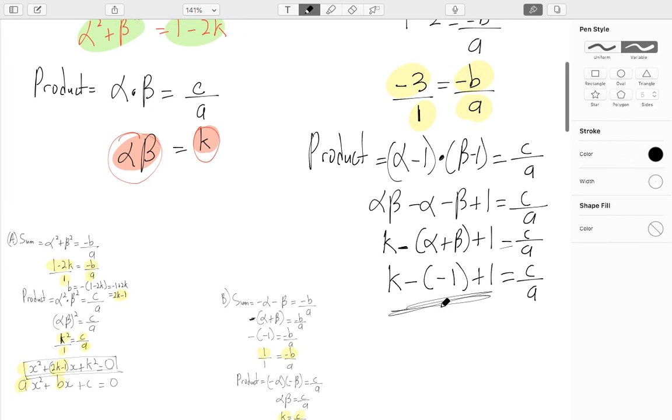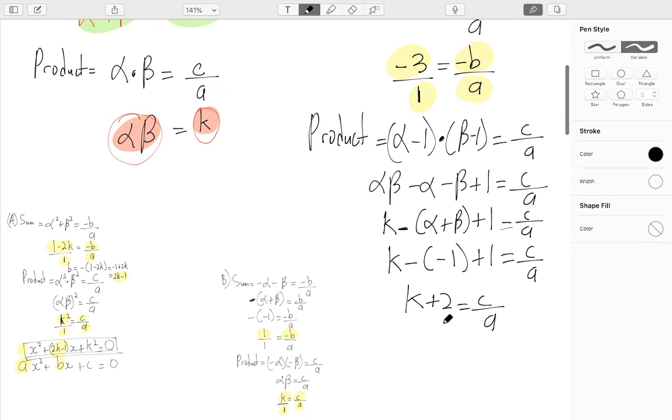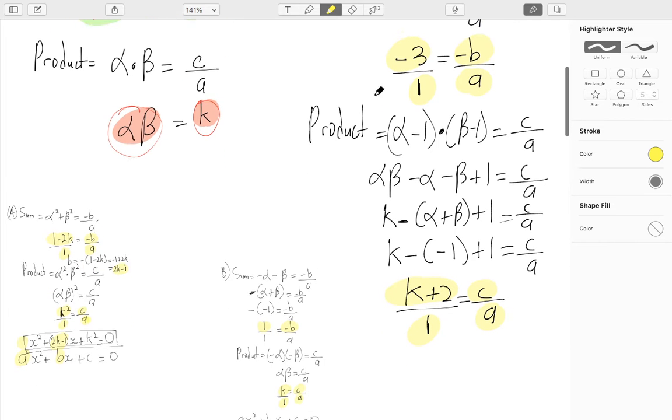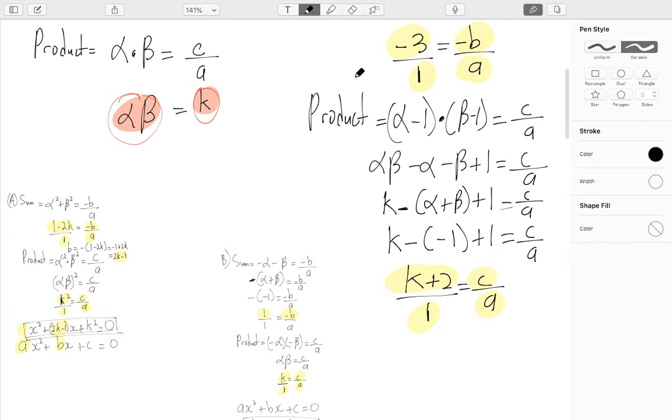And then we finalize this. So we have k plus 1, which is k plus 2, is equal to c over a. We can write this as a fraction, k plus 2 over 1. And now we have a is 1 and c is k plus 2. Just as we saw there, a was 1 and b is 3.